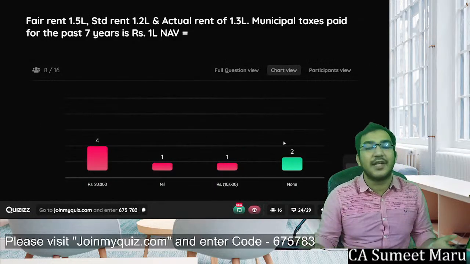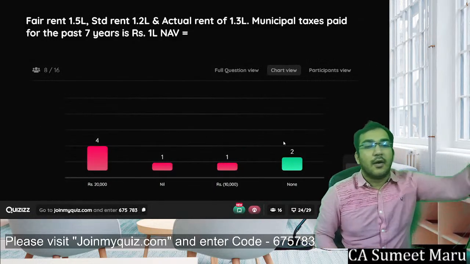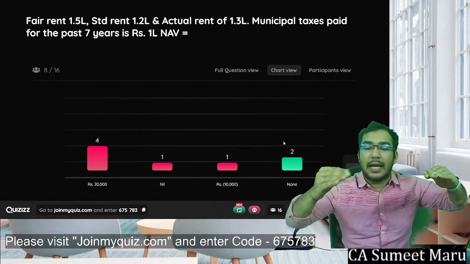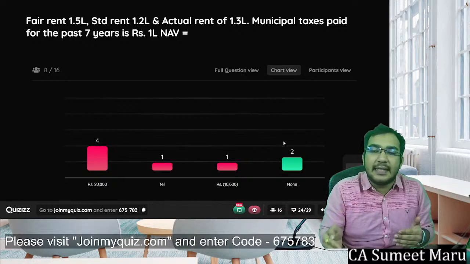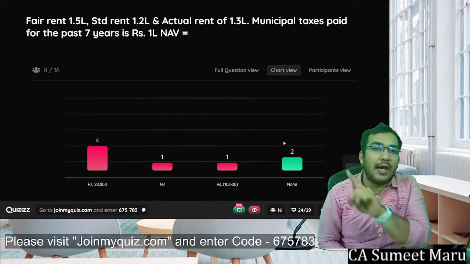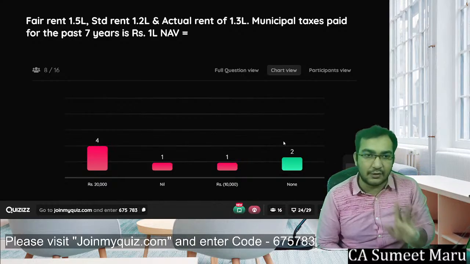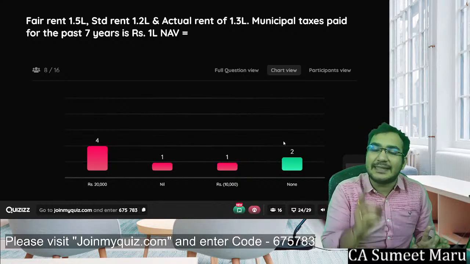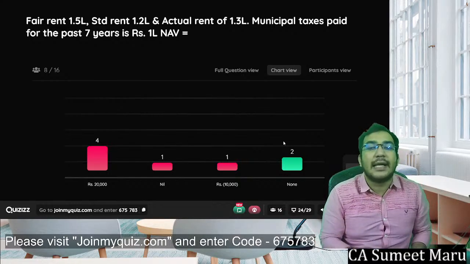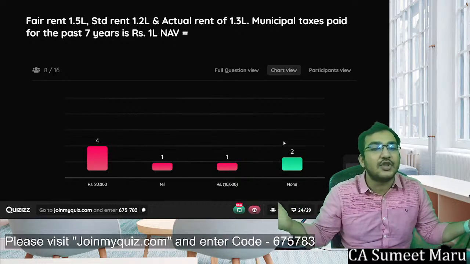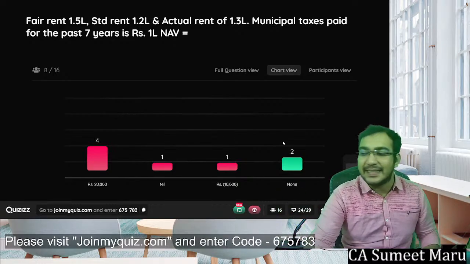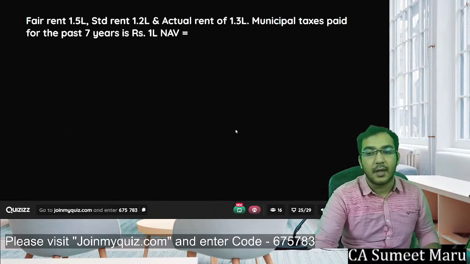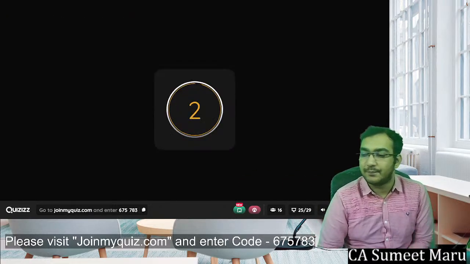And the right answer is none of the above. Because see, 1.5 lakh or 1.2 lakh, the ceiling is 1.2 lakh, but actual rent is 1.3 lakh. So GAV is 1.3 lakh, 1 lakh 30,000. You paid municipal taxes 1 lakh, deducted, so NAV is only 30,000, and that's not mentioned in the options. That was the clever thing here. So option D is the right answer here. Question number 25.